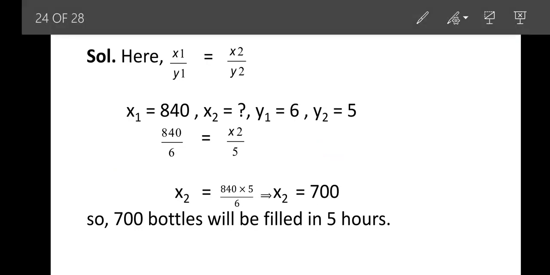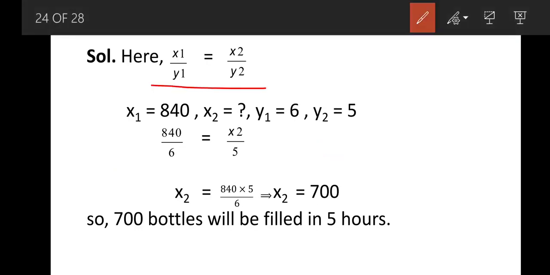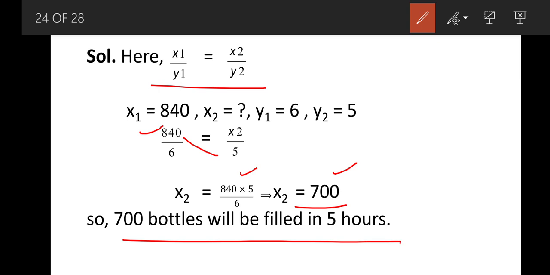Now, as I told you, they are in direct proportion, so we will be using this formula: x1 over y1 is equal to x2 over y2. So 840 over 6 is equal to x2 over 5, putting the values of x1, y1, and y2, where x2 is unknown and we need to find it. I hope you all know how to solve the equation. This 5 will be shifted this side, so it will be 840 into 5 divided by 6, and you will get x2 as 700. So 700 bottles will be filled in 5 hours.